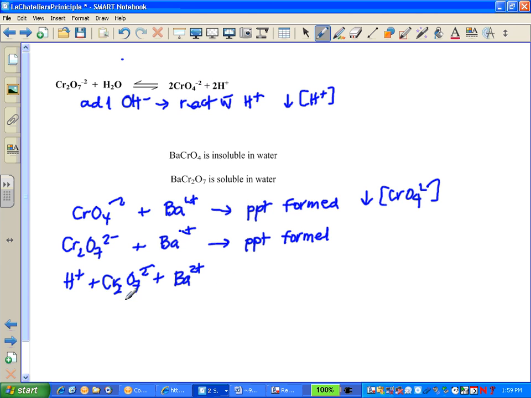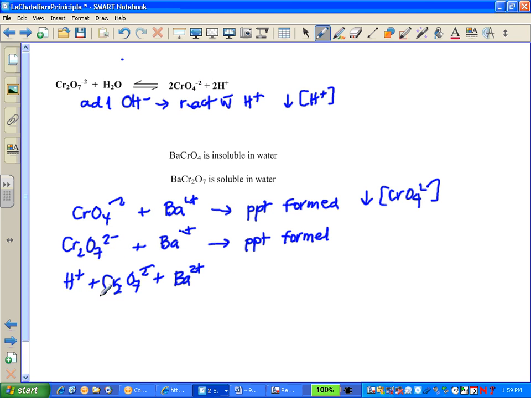Now in that scenario where you start with the dichromate, the starting amount of chromate ions, or CrO4 2-, is going to be quite small. But there is still some present, so you are able to see the precipitate formed.